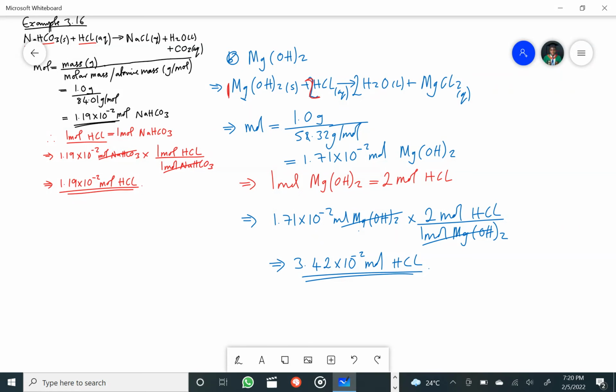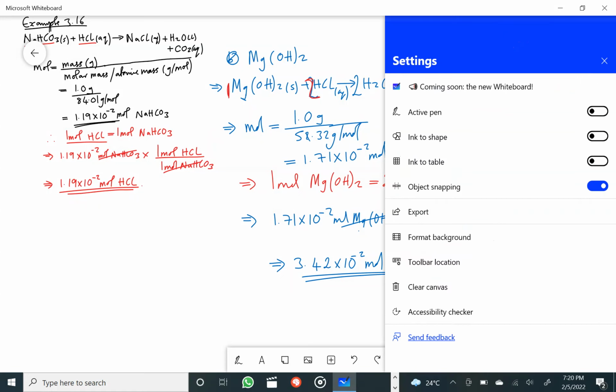So you see that, of course, therefore you just write: since 1 gram of sodium hydrogen carbonate neutralizes 1.19 times 10 to the power negative 2 moles of hydrochloric acid, and 1 gram of magnesium hydroxide neutralizes 3.42 times 10 to the power negative 2 moles of hydrochloric acid, therefore magnesium hydroxide is the more effective antacid, right? So that's how you want to answer that.